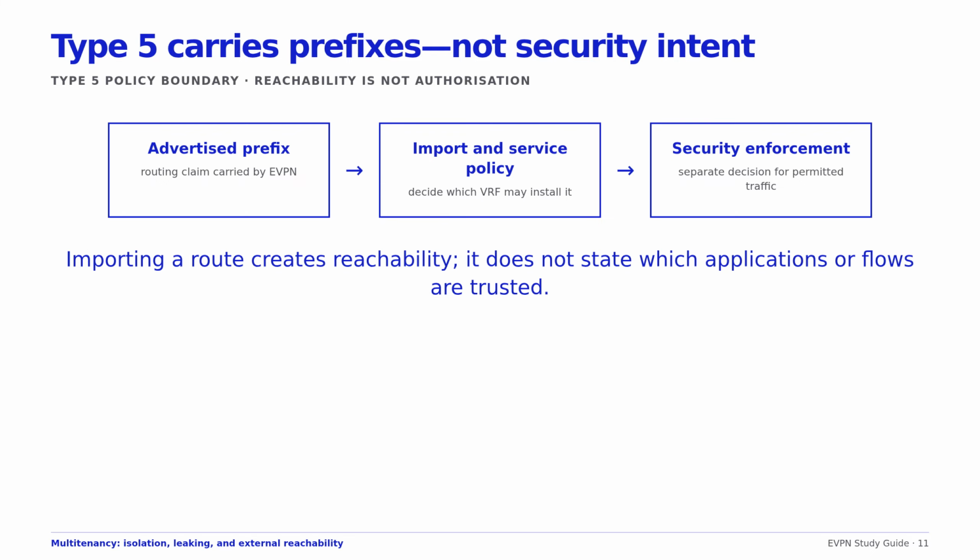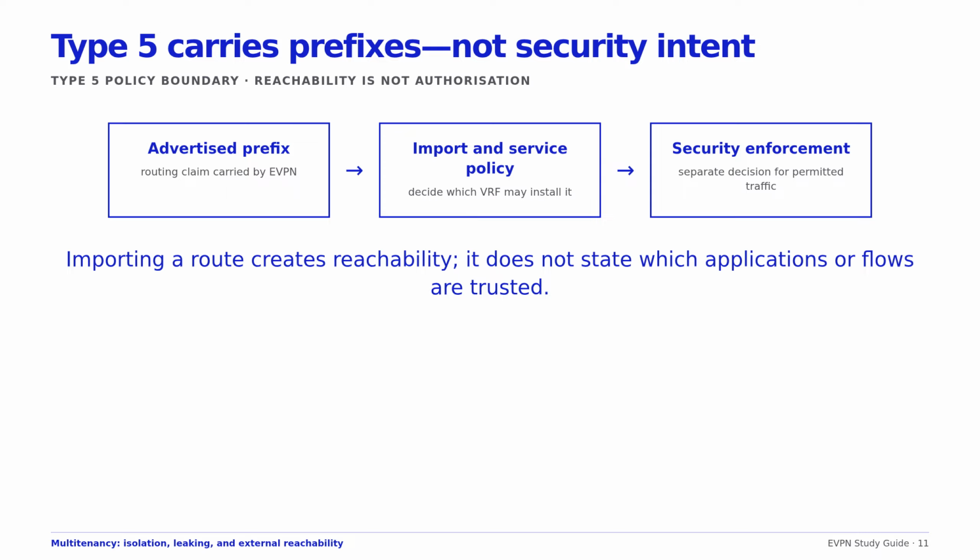A Type 5 route cleanly advertises an IP prefix without an endpoint MAC. It may use the advertising border VTEP directly or resolve through a gateway IP, ESI, or other overlay index. None of those fields states that the prefix is safe to leak.